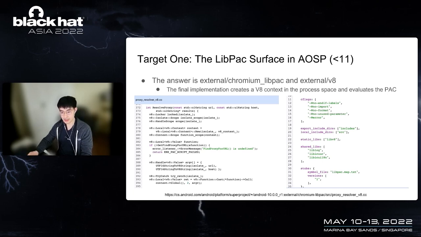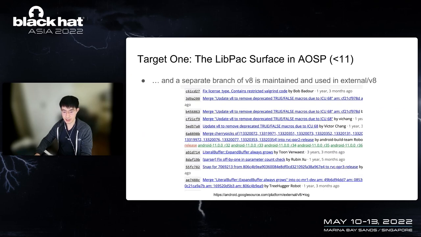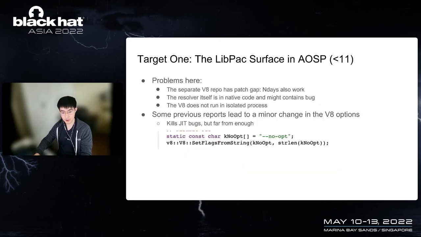A question quickly arises: where is the corresponding V8 source code? Is it in WebView, or in a separate branch or separate repo? The answer is very interesting, or very promising, to an attacker: before Android 11, a separate branch of V8 is maintained in the external V8 repo in the AOSP. From the commit log, we have several very interesting conclusions. The separate V8 repo has a patch gap, which means that N-days also work. The resolver itself is in native code and might contain bugs. Actually, somebody has found bugs in the resolver rather than the V8 code. And V8 itself does not run in an isolated process.